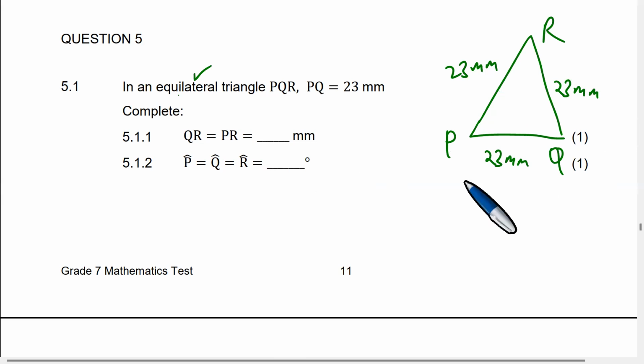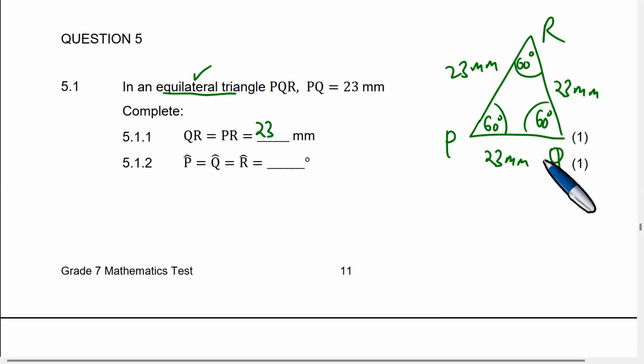Equilateral means all the sides are equal. So what is QR? It's 23. What is PR? It's 23. All of them are 23 because it is equilateral. It is equilateral, so angle P equals angle Q equals angle R equals what? In an equilateral triangle, all the angles are 60 degrees each, because the triangle is equilateral.